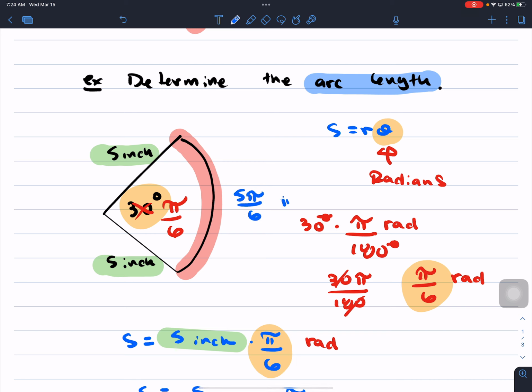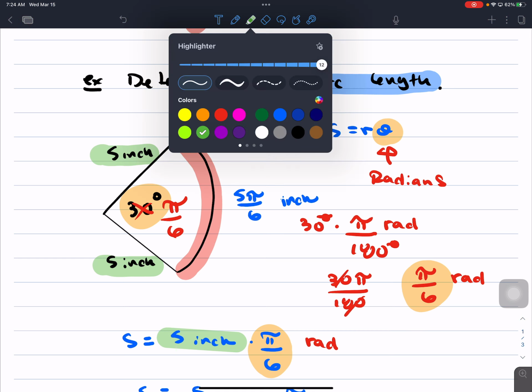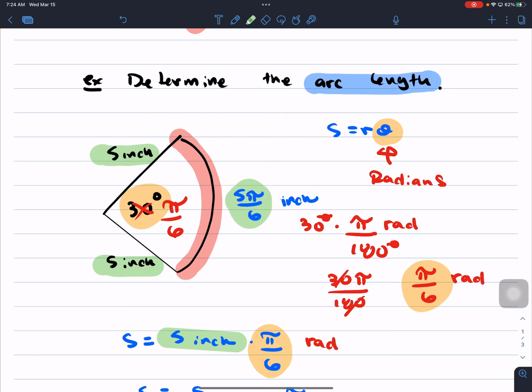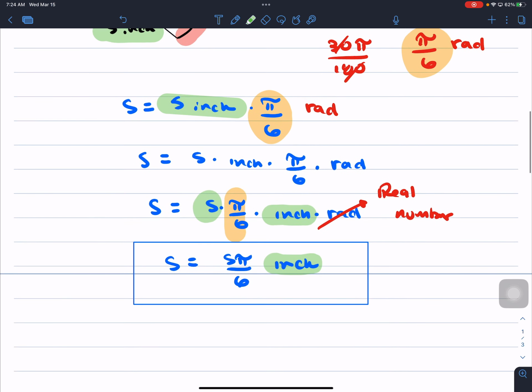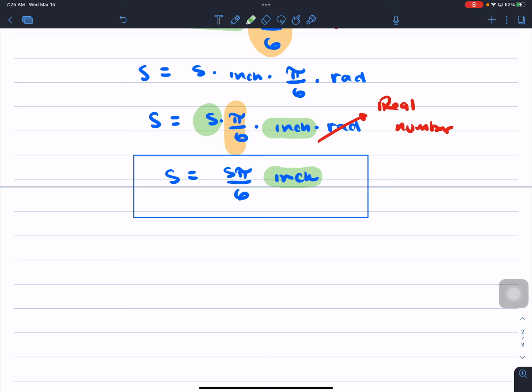And that's in what? Inches. Easy peasy lemon squeezy, 5 pi over 6 inches. Now, I want you guys to understand this detail here, right? 5 pi, what's the value of pi, by the way, numerically, as a real number? I want you guys to know pi is approximately 3.14, okay, to the nearest hundredths.